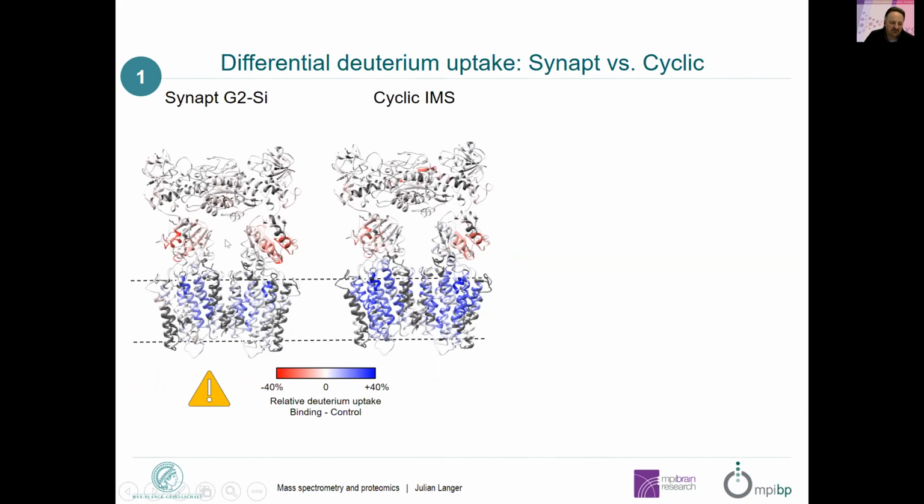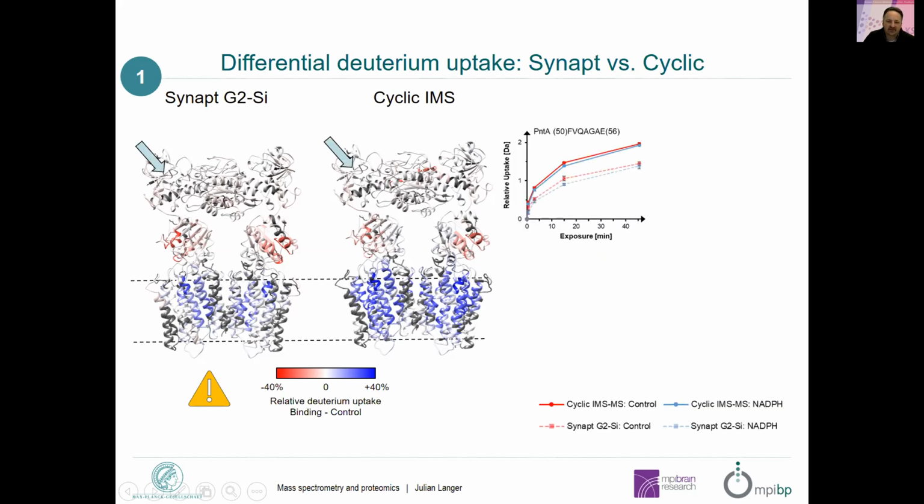So this was previously a 20% plus-minus differential uptake map. It's now minus 40%, because with the cyclic data, we did get higher differential uptake rates. So we are actually more sensitive in our detection, and we were able to track better uptake. So if we take a look at a couple of peptides here, for instance, the one up here, which is not affected by NADPH binding.